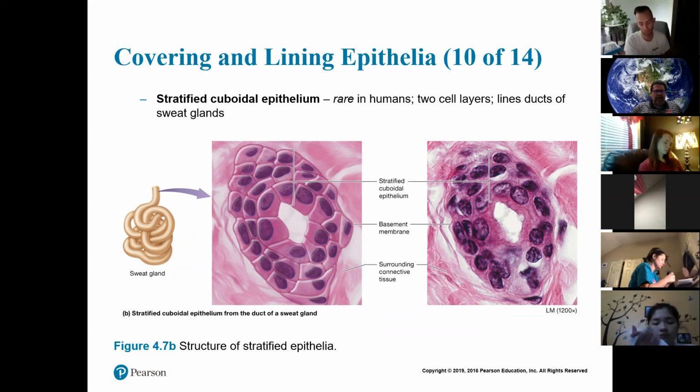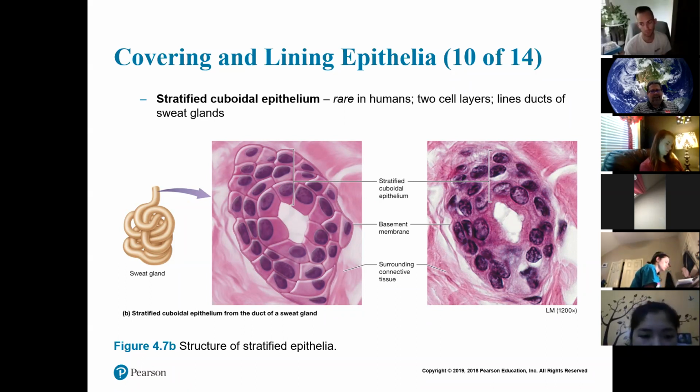There are two that we don't really do in lab: stratified cuboidal and stratified columnar. Here is stratified cuboidal, very rare, and I don't know if I see it, but I guess it's stratified cubes, right? Kind of a weird one. It lines the ducts of some of the sweat glands, so we'd have to look at the ducting.